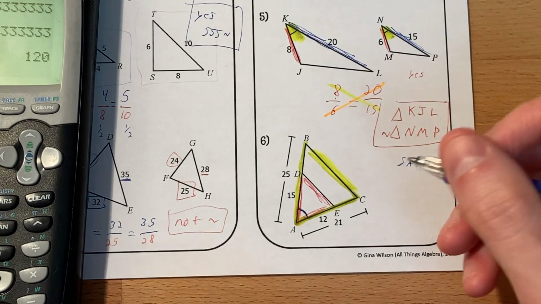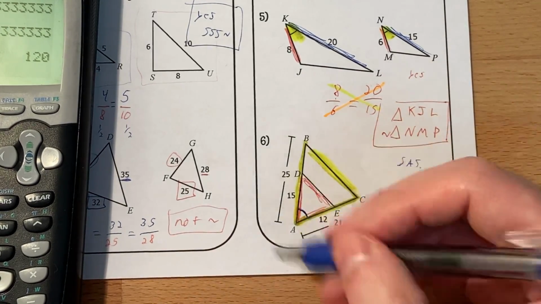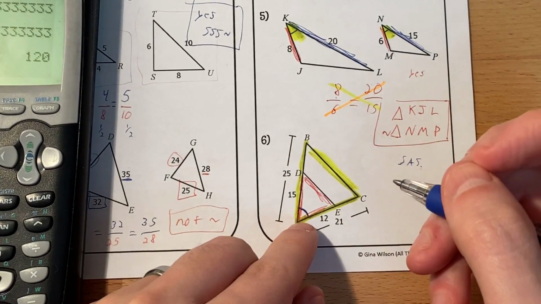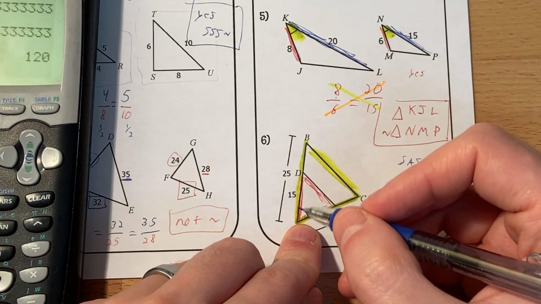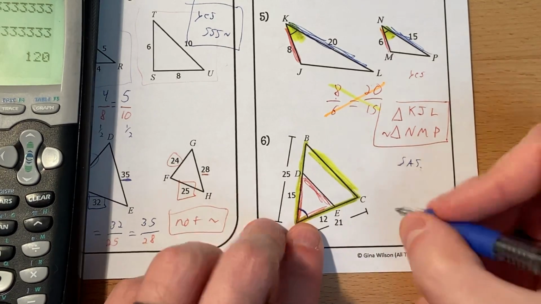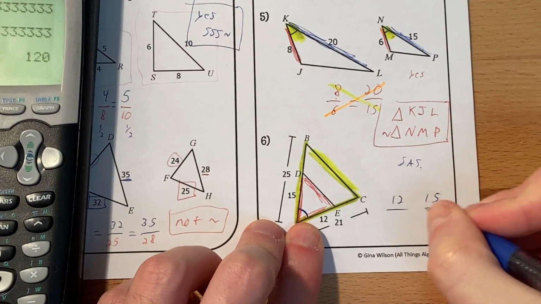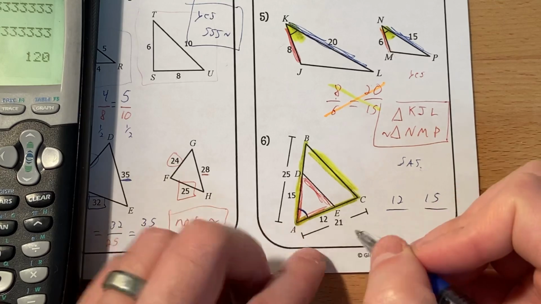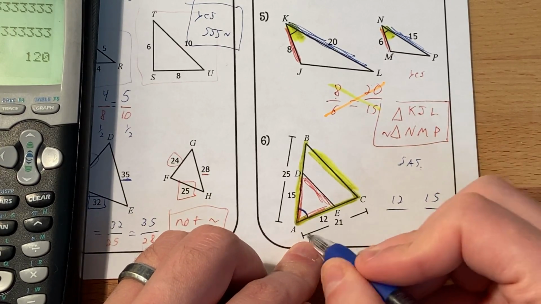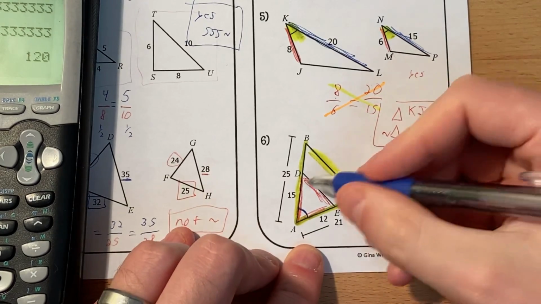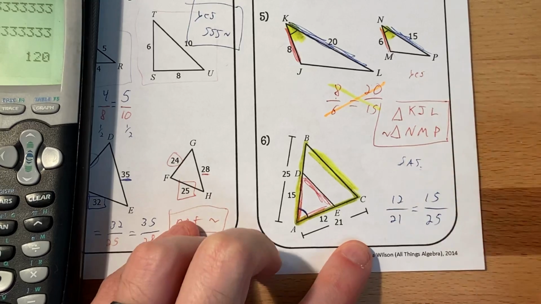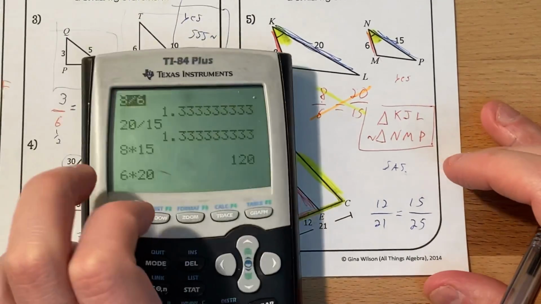You do have to be very careful, though, in problems like this. I'll do an example in a second. But you have to make sure that the numbers are going to the correct things. Like, if you look at the red triangle, the lengths we know in the red triangle are 12 and 15. And then if you look at the yellow triangle, it looks like this length is 21, and this length is 25. Like so. And you would check to see if that is true.